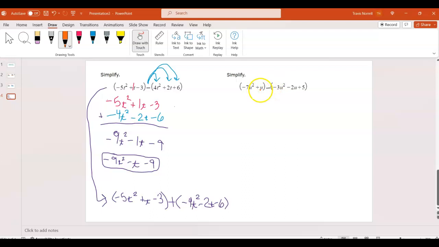All right, so again, now here we have that binomial minus the trinomial. So we're going to do the same thing. We're going to distribute this minus sign. And so instead of having minus this trinomial, we'll have plus the opposite of the trinomial. So let's do that. We'll distribute this minus sign to everything inside.